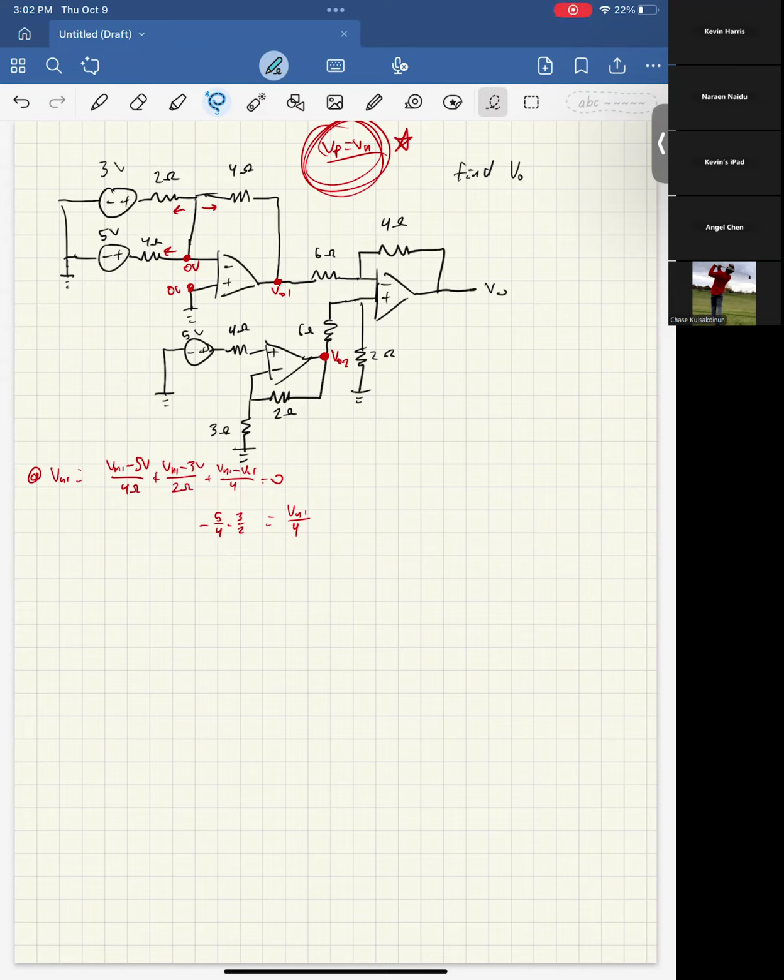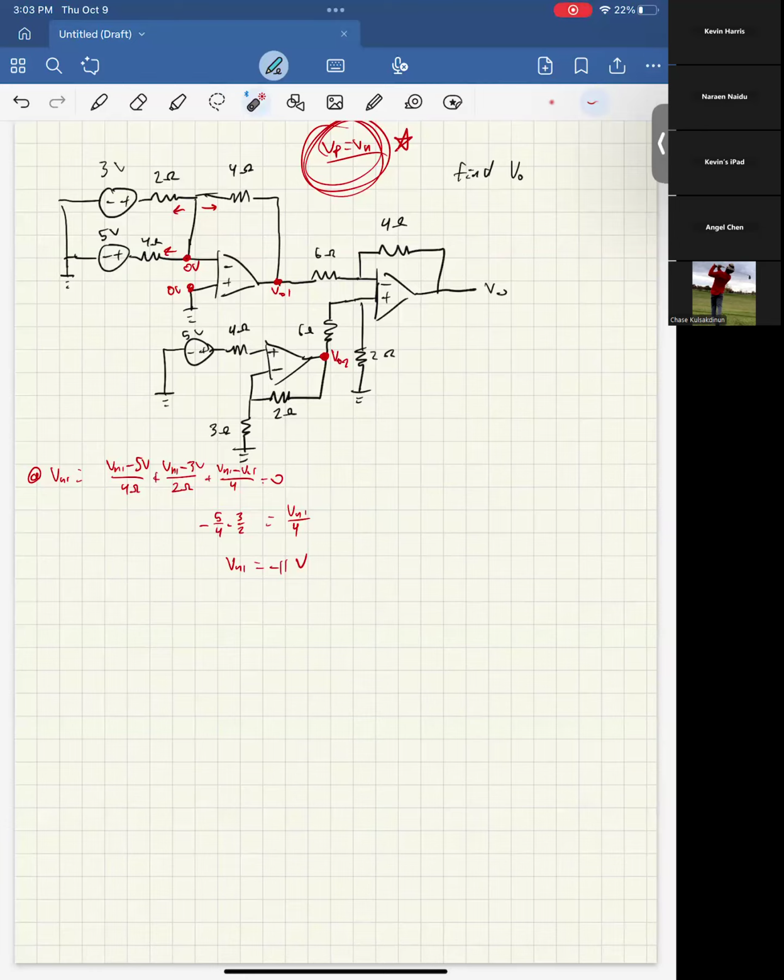So then if we plug this into our calculator, minus 5 over 4, minus 3 over 2, and then times 4, we get negative 11. So let's write that. VN1 equals negative 11 volts. So we found one of these, which means once we have this, we can do a node here. However, we first need to find what the voltage is going to be here, and for that, we have to find V out 2, because that's connected to the plus side of this.